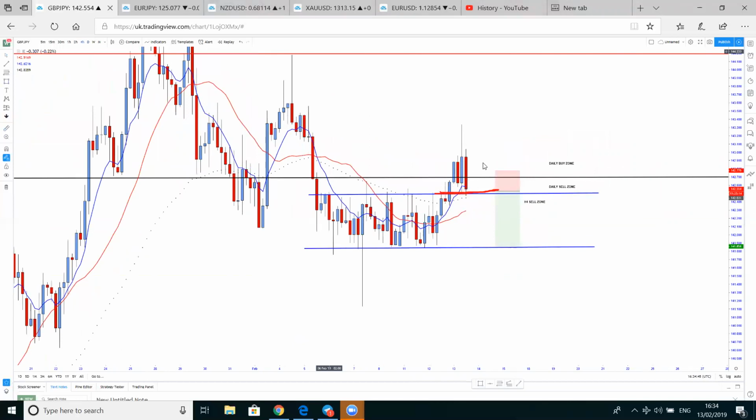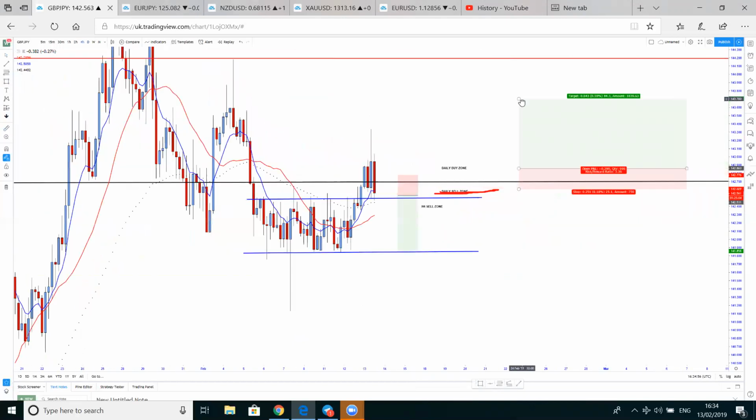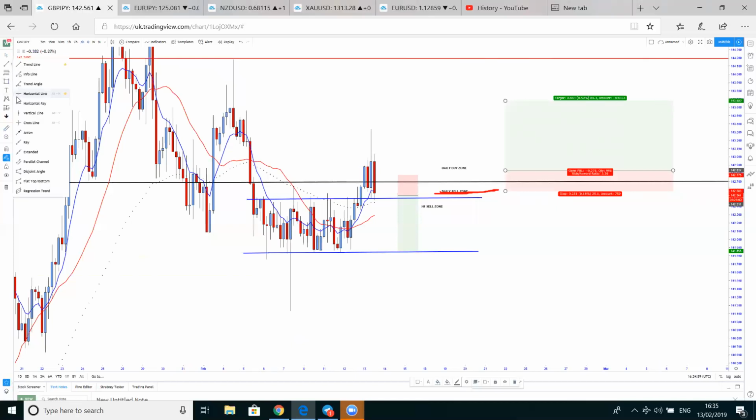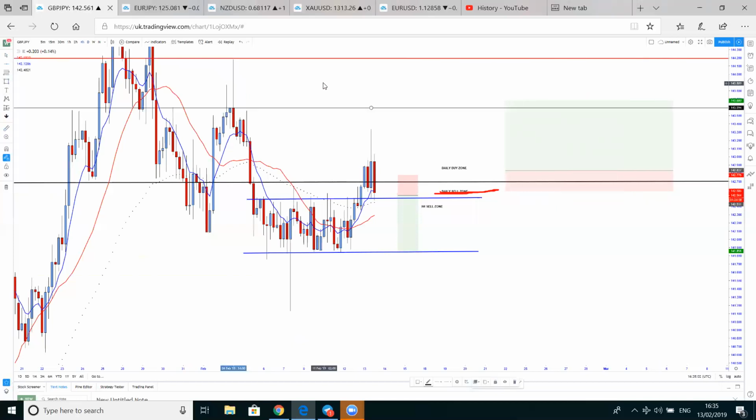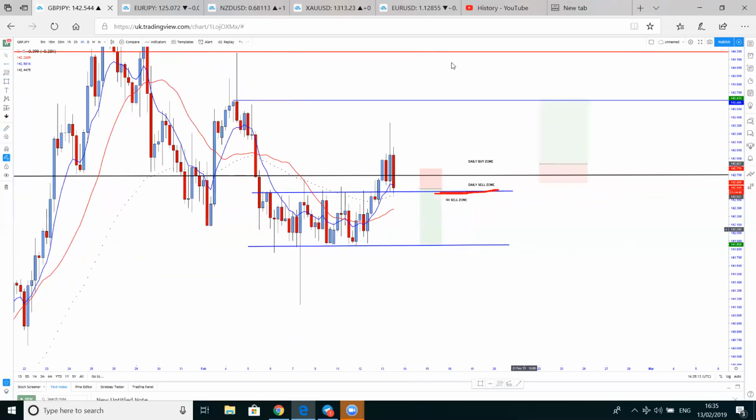you can look for buying opportunities. You're going to look for buying opportunities on this. That's where your target levels should be. Makes sense, brother? Yes. So that's how you break it down.